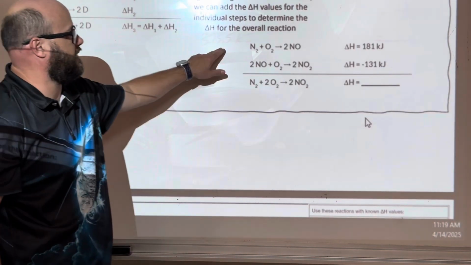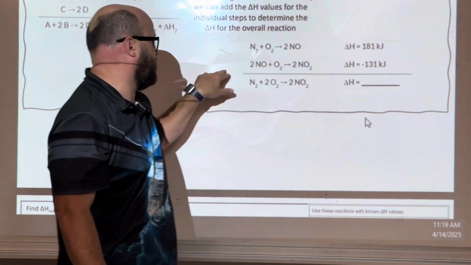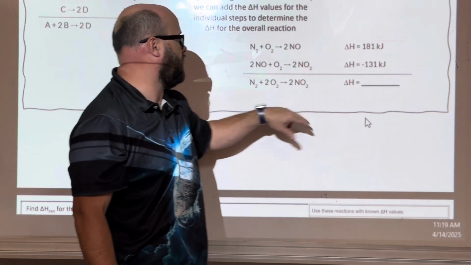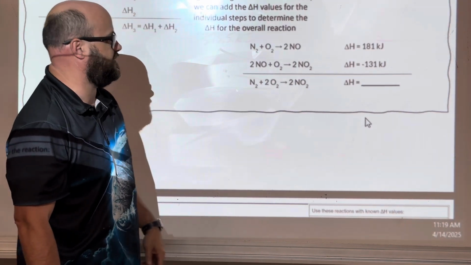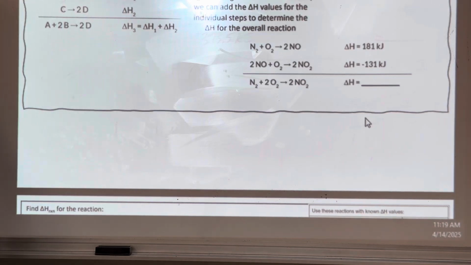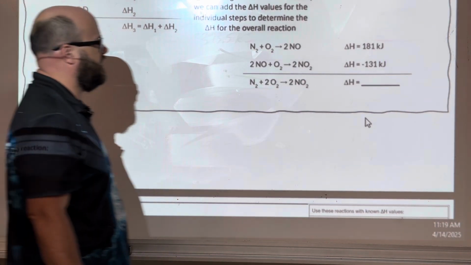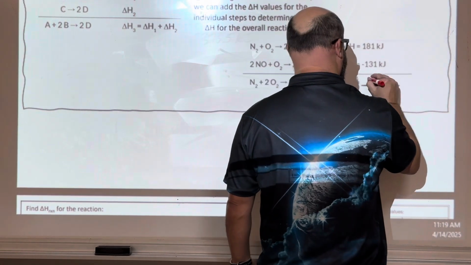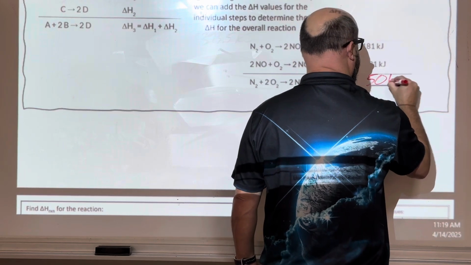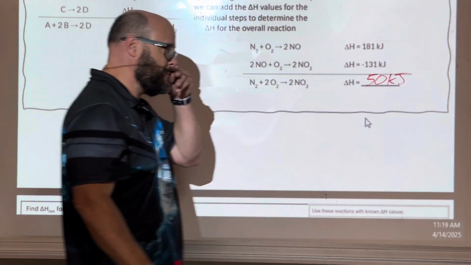You got step 1 is 181 kilojoules. Step 2, negative 131. To get your final, you just add the two together. So 181 plus negative 131, I can do mental math. 50 kilojoules.